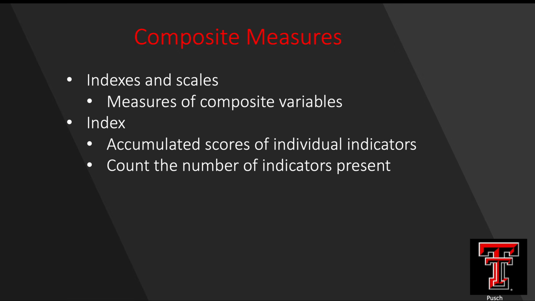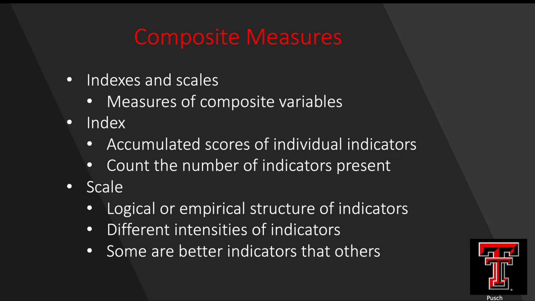An index is the more basic composite measure. Basically, it's accumulated scores of individual indicators. So you count the number of indicators that are present. Scales are a little bit more complicated because you're not just adding these indicators together. There's a logical or empirical structure of indicators. Some indicators are better than others, and there are different intensities or sometimes even weights. The more important ones are weighted higher in the variable's composite score.